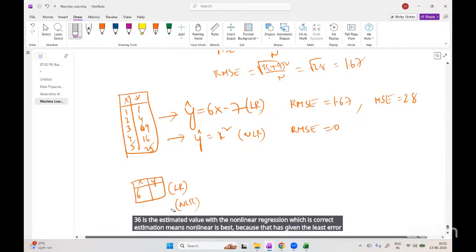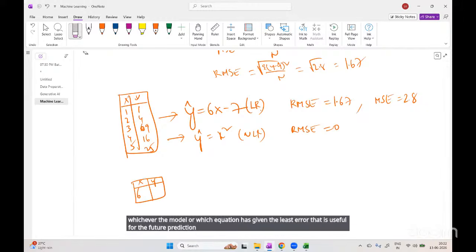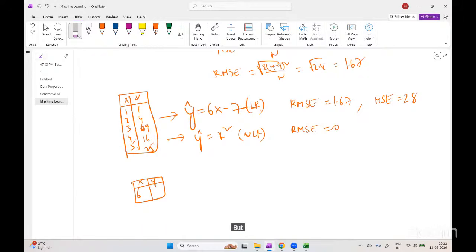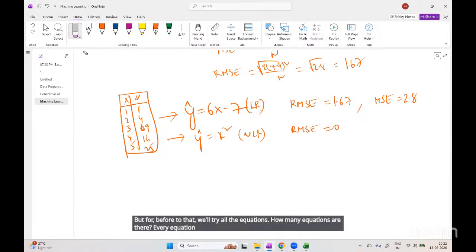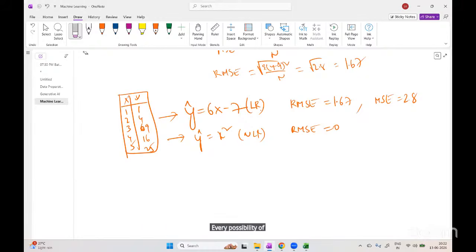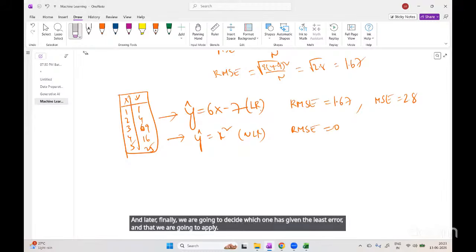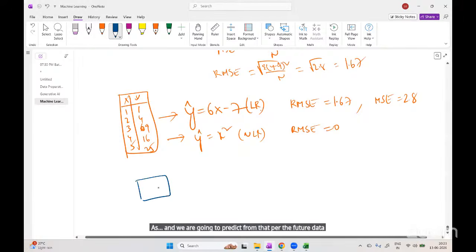So whichever model or equation has given the least error, that is used for the future prediction. But before that, we'll try all the equations. How many equations are there? Every equation we'll try. Every possible algorithm we'll apply, including the ANN. Including the ANN, we are going to apply every logic. And later, finally, we are going to decide which one has given the least error, and that we are going to apply. And we are going to predict from that for the future data. Is everyone clear how it is going to work?